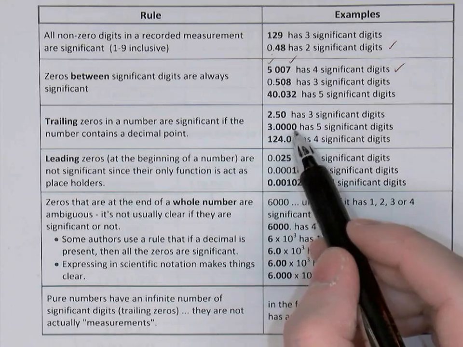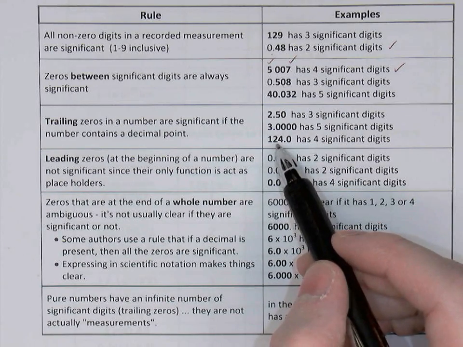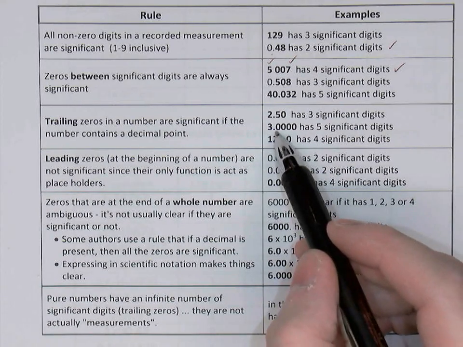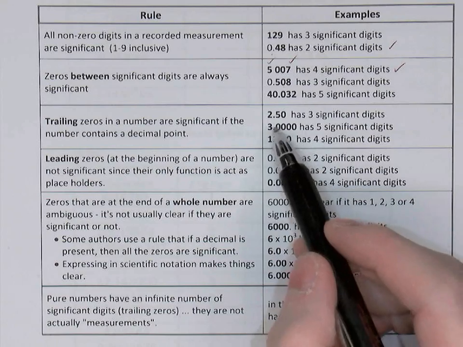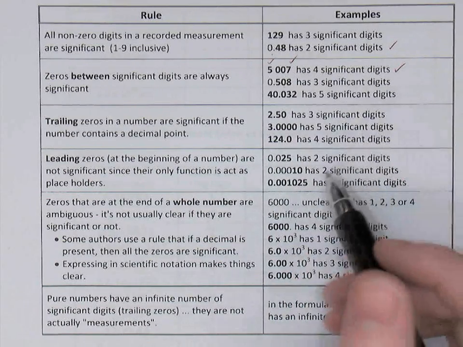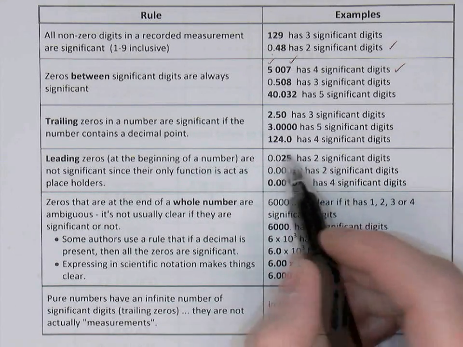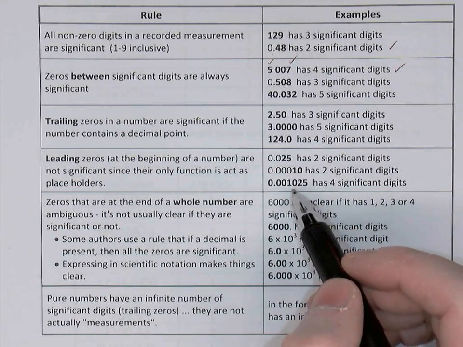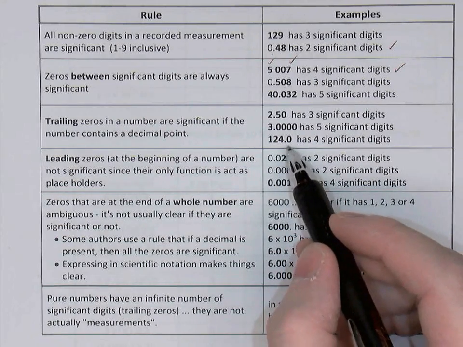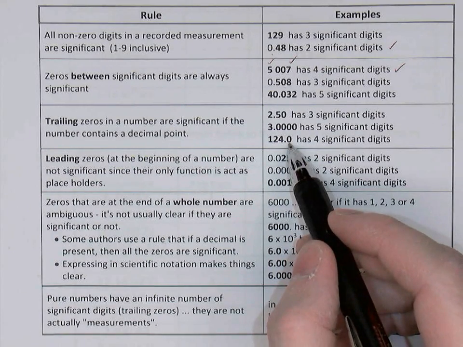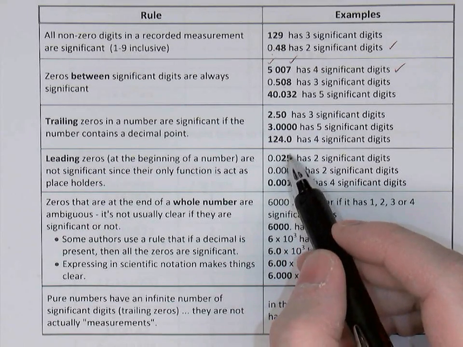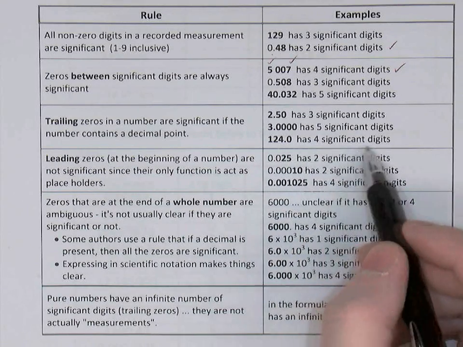3.0000, all 4 of those zeros will count as significant digits because they come after the decimal point and after a non-zero digit. Okay, now that's important. They have to be after a non-zero digit to be considered a trailing zero. So there's 5 significant digits there. 124.0, the 0 comes after non-zero digits, it's a trailing 0, and it's after a decimal point, so it counts. There will be 4 significant digits.